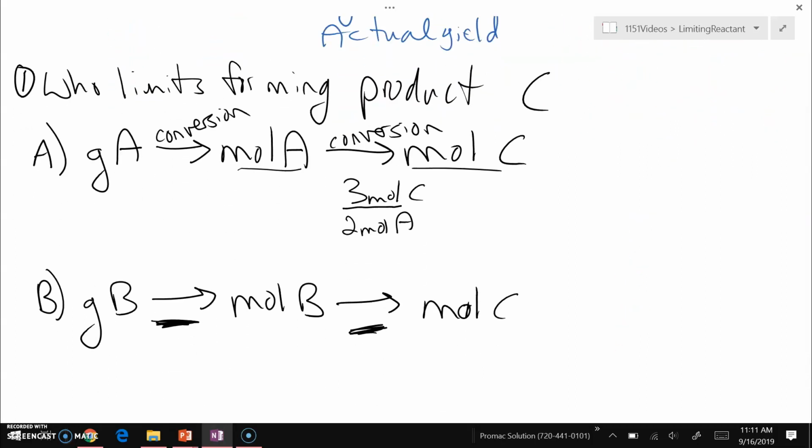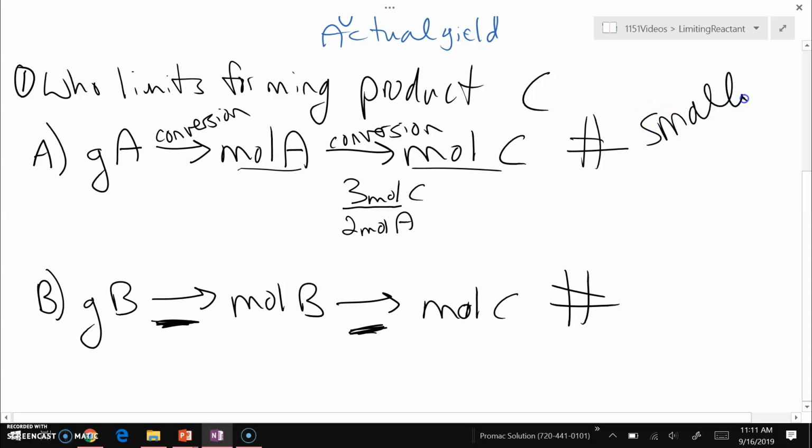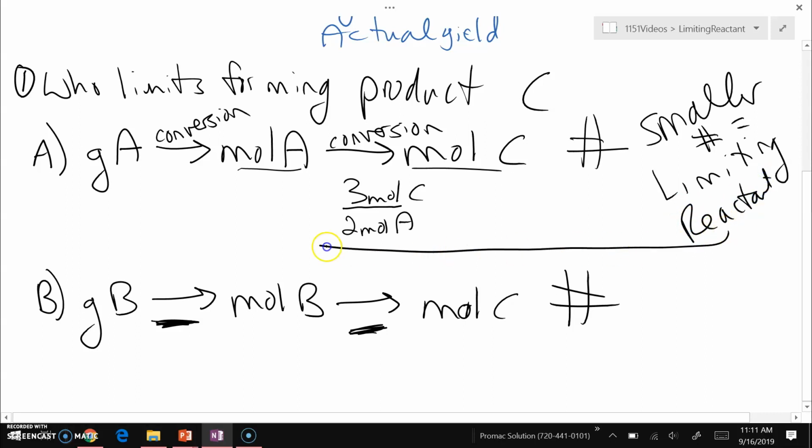From here, what you do is you're going to have a number and a number. And one of those numbers is going to be bigger and one of them is going to be smaller. So let's just pick on A. Smaller number equals limiting. Okay? Because A, let's just say A produced 0.6 moles of C and B produced 0.8 moles of C. Well, because 0.6 is smaller than 0.8, then reactant A is the culprit. So limiting reactant is our A. He is the culprit. So that would be the answer.